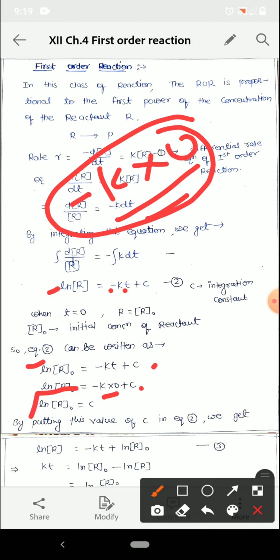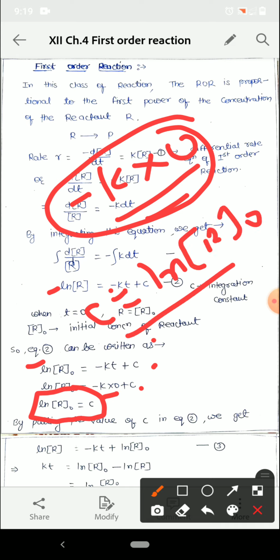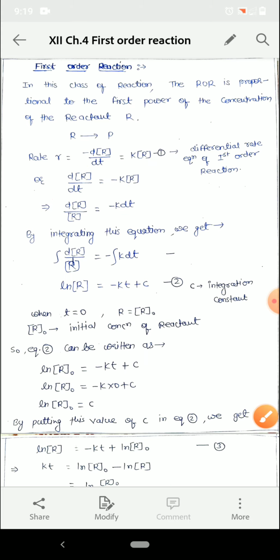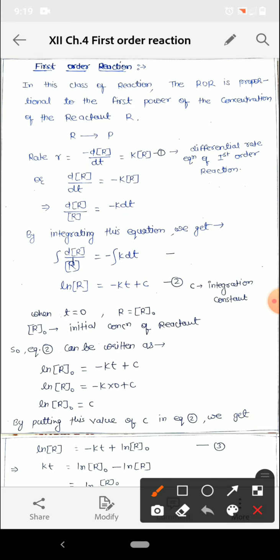So ln R naught is what? It is c. So the value of c is what? It is ln R naught. Now we found the value of c. Now we are putting this value into that equation again.